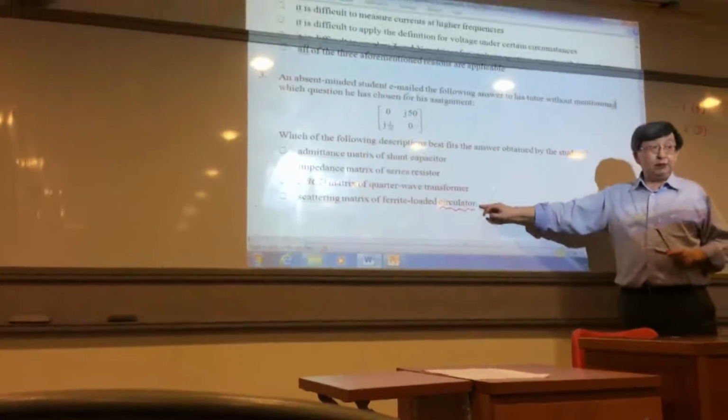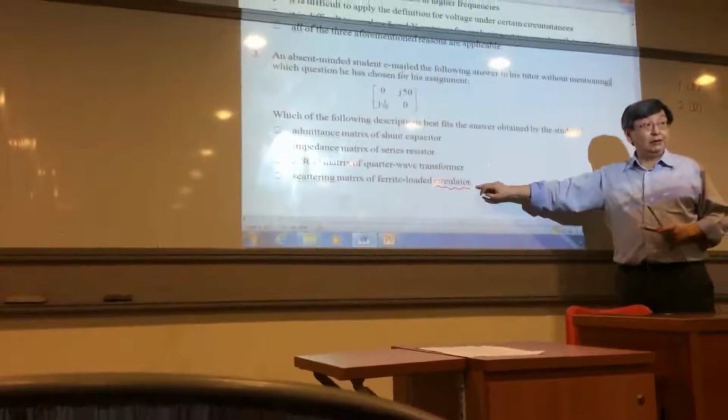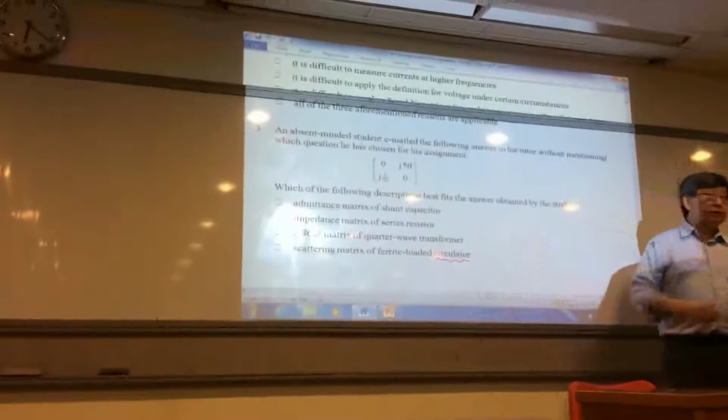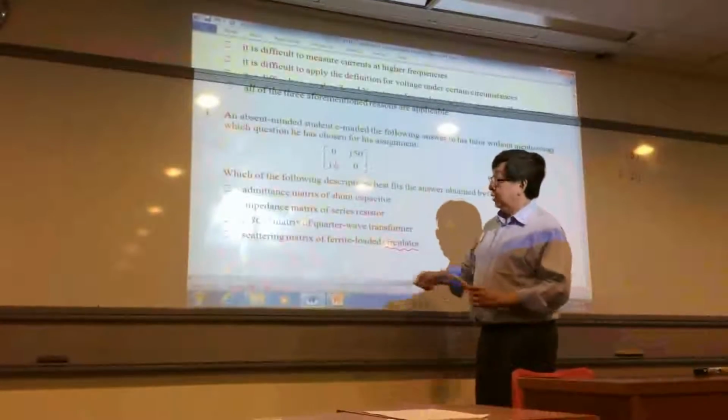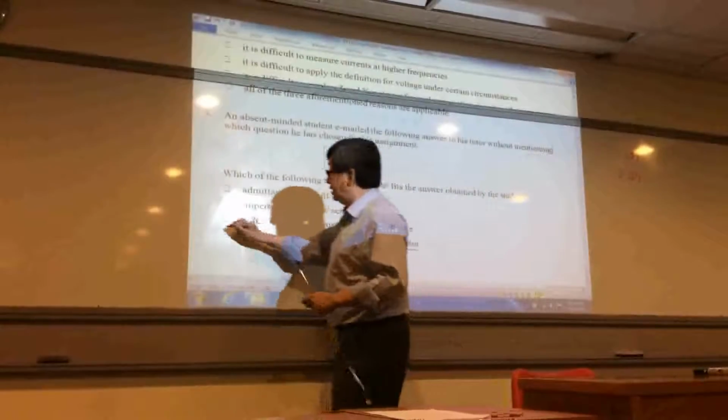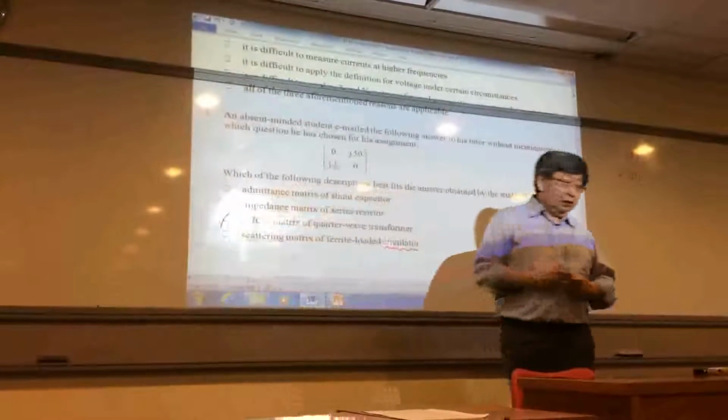This is a 3-port network, a 3-port component. So you need to have a 3x3 matrix. So this one is out. The only one that is available is this. So the answer is this one here. Right.